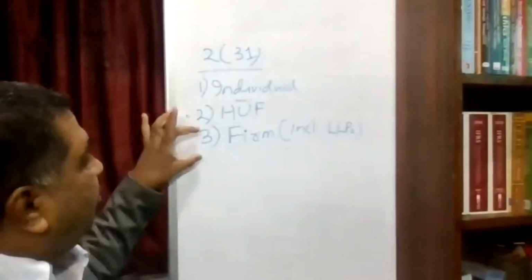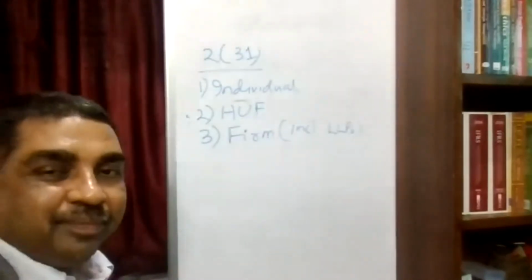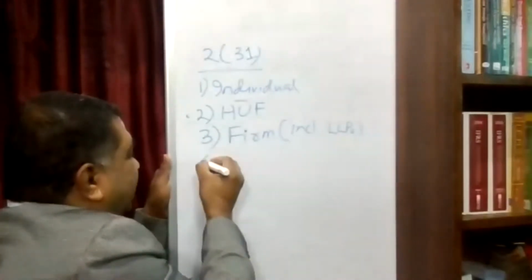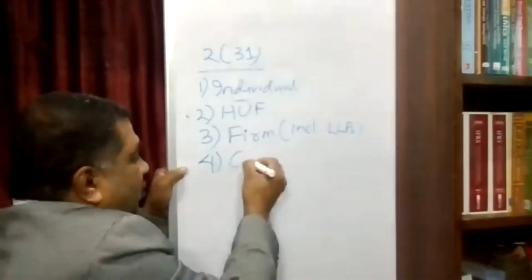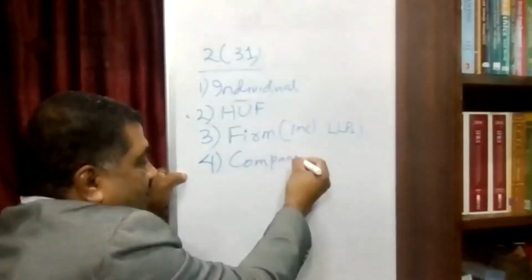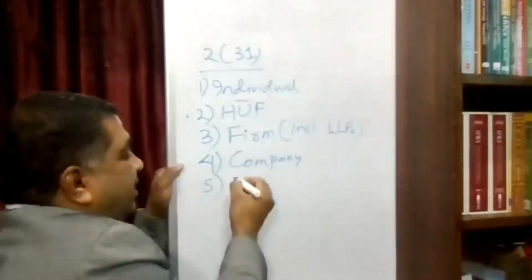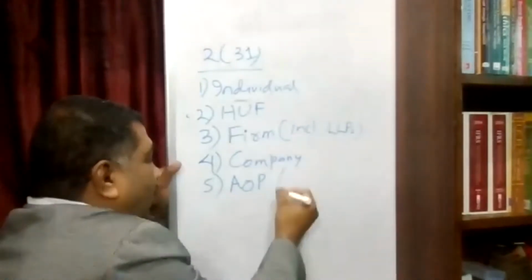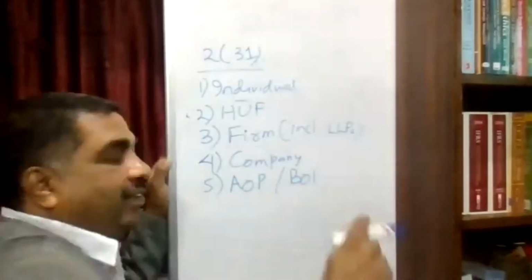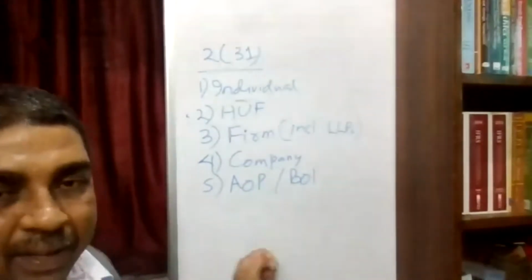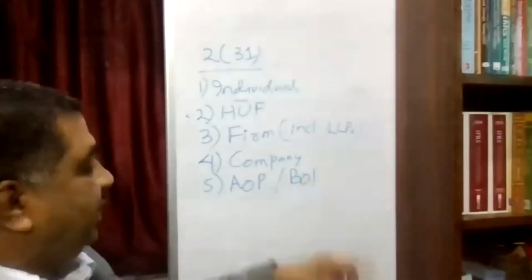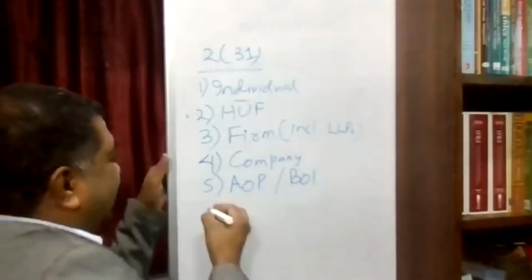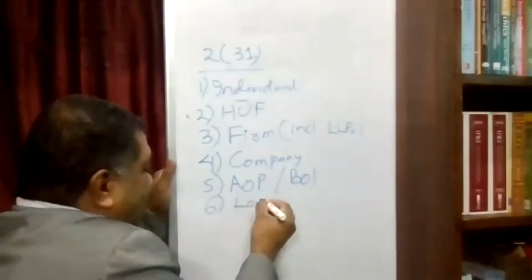So individual, HUF, firm. Then what is the next? Company. Then 5, association of persons, which I'll write as AOP, and also BOI. We'll understand the difference between AOP and BOI. Association of persons or body of individuals. Now 6, local authorities. Very good, 6 is local authority.